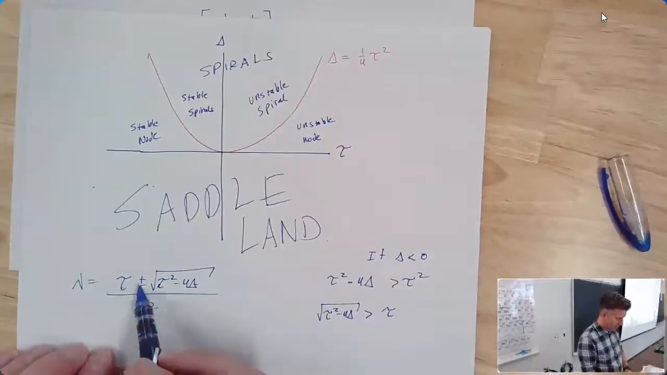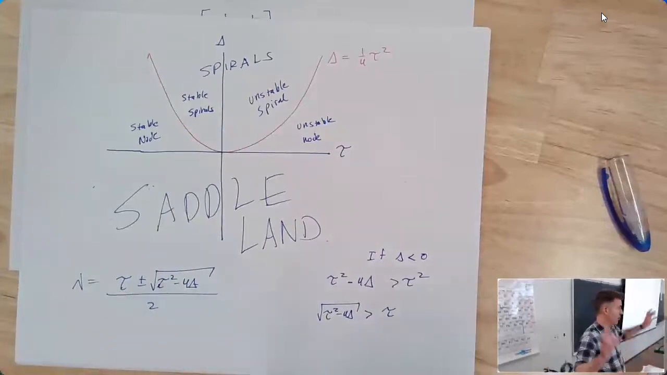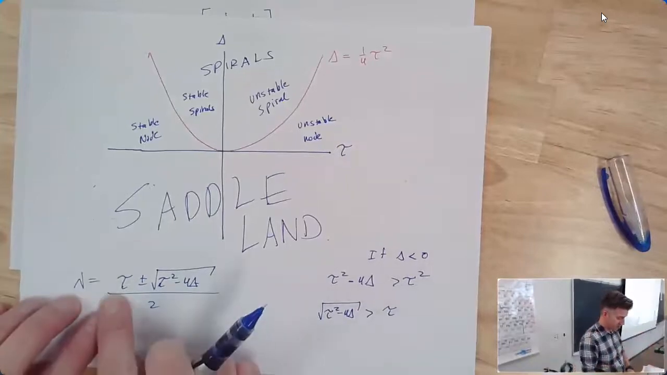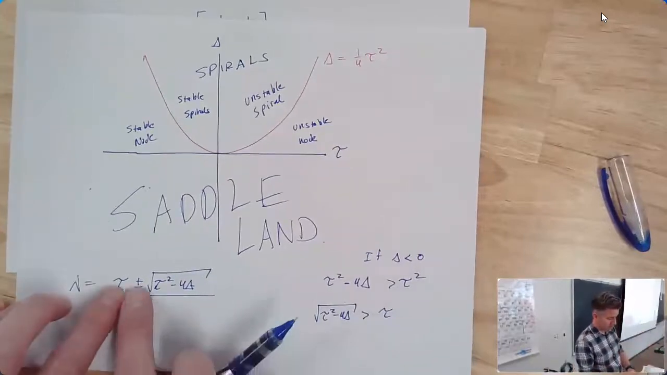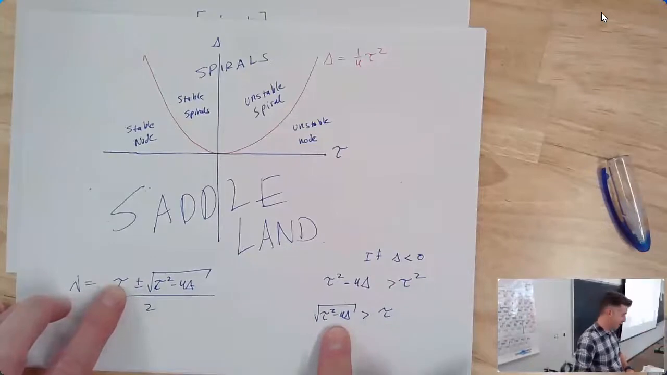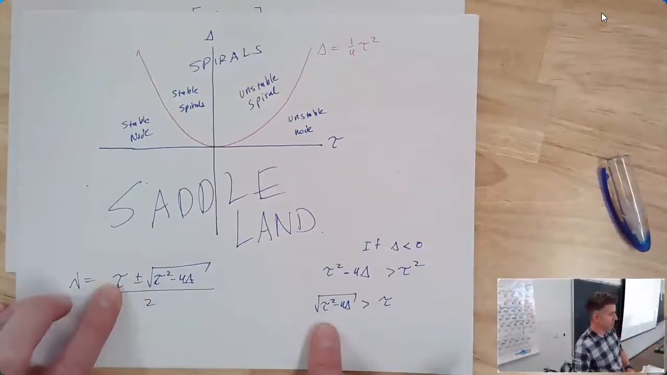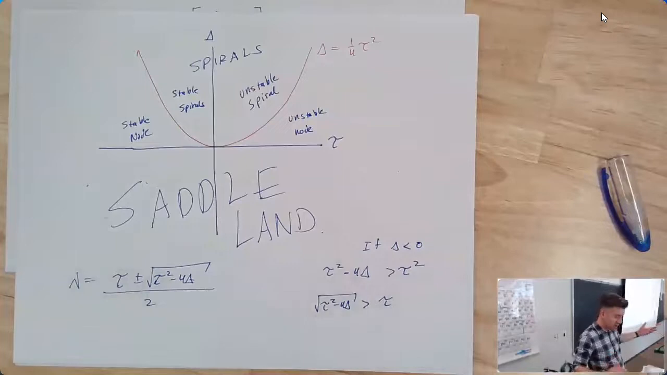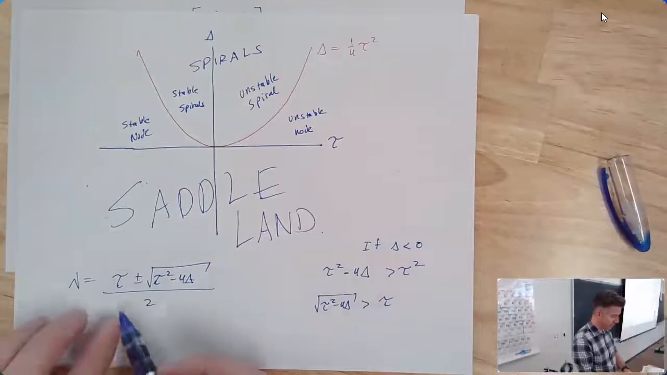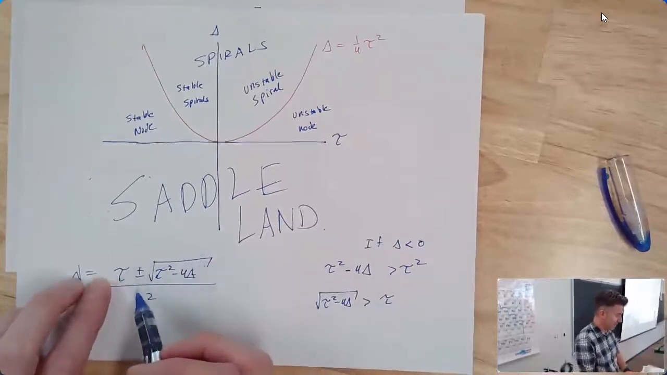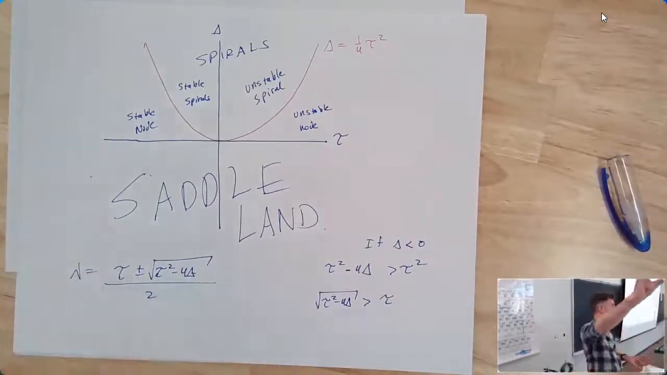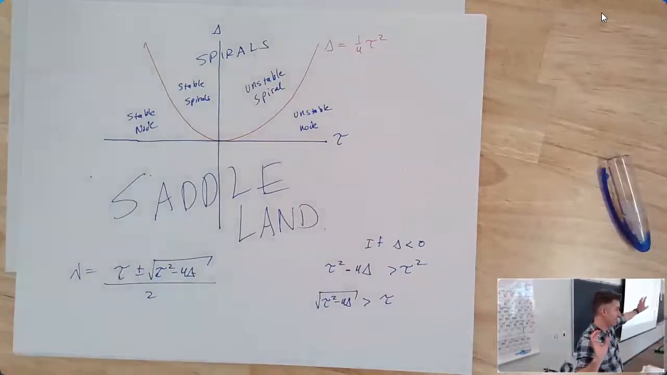Now, if you take tau and you add tau, assuming they're both positive, the whole thing's positive. If you take tau and you add a number bigger than tau, positive. If you take tau and you subtract a number bigger than tau, it's going to be negative. So where the determinant is negative, you always get something plus a number bigger than it and something minus a number bigger than it, meaning you always get one positive and one negative. That's why you always get a saddle when the determinant's negative.